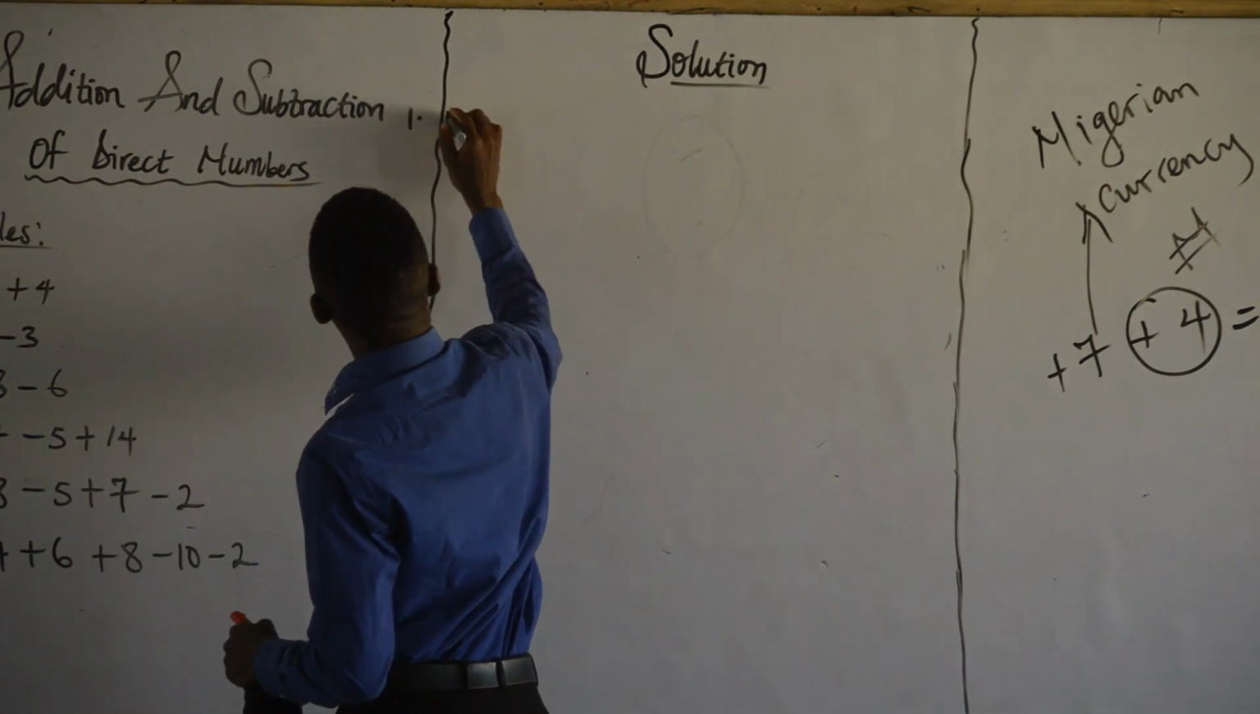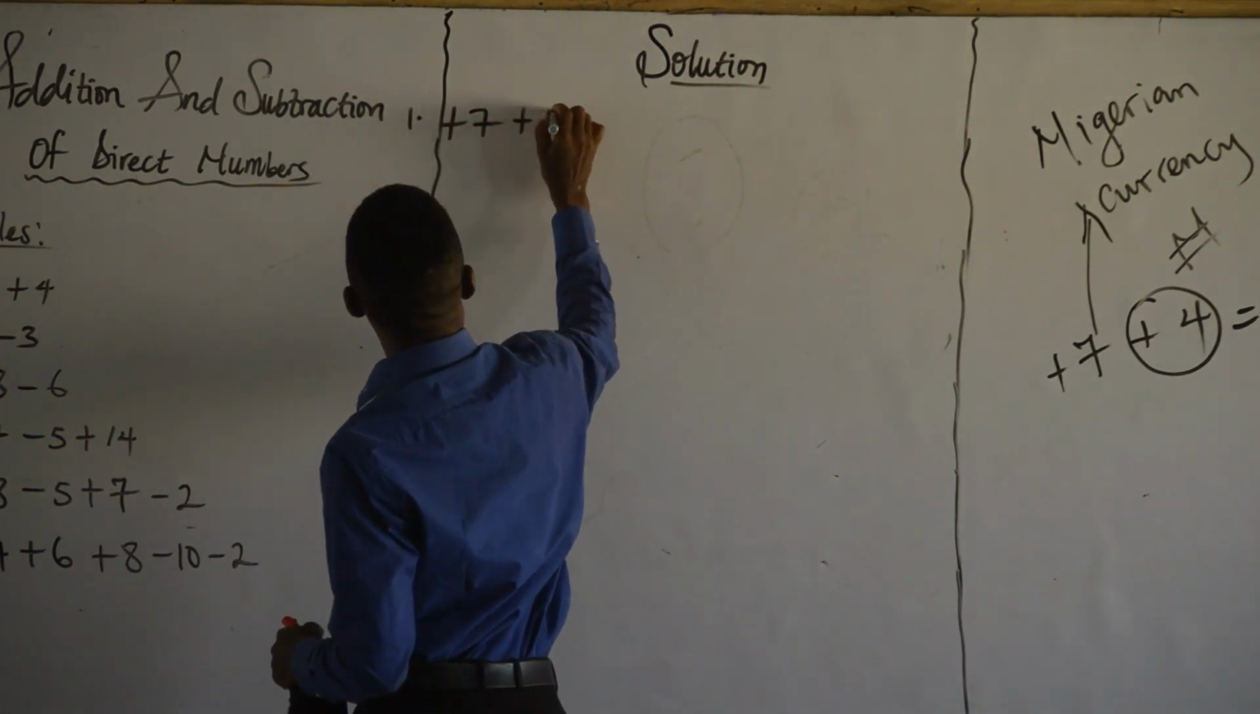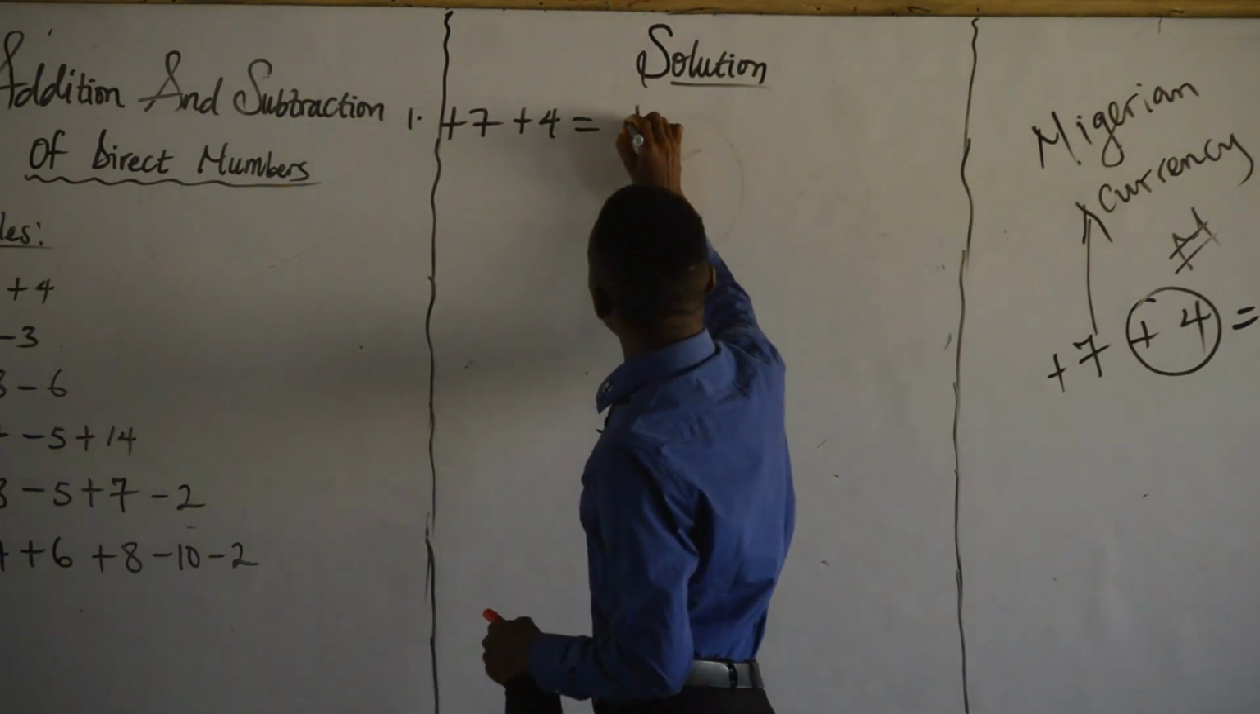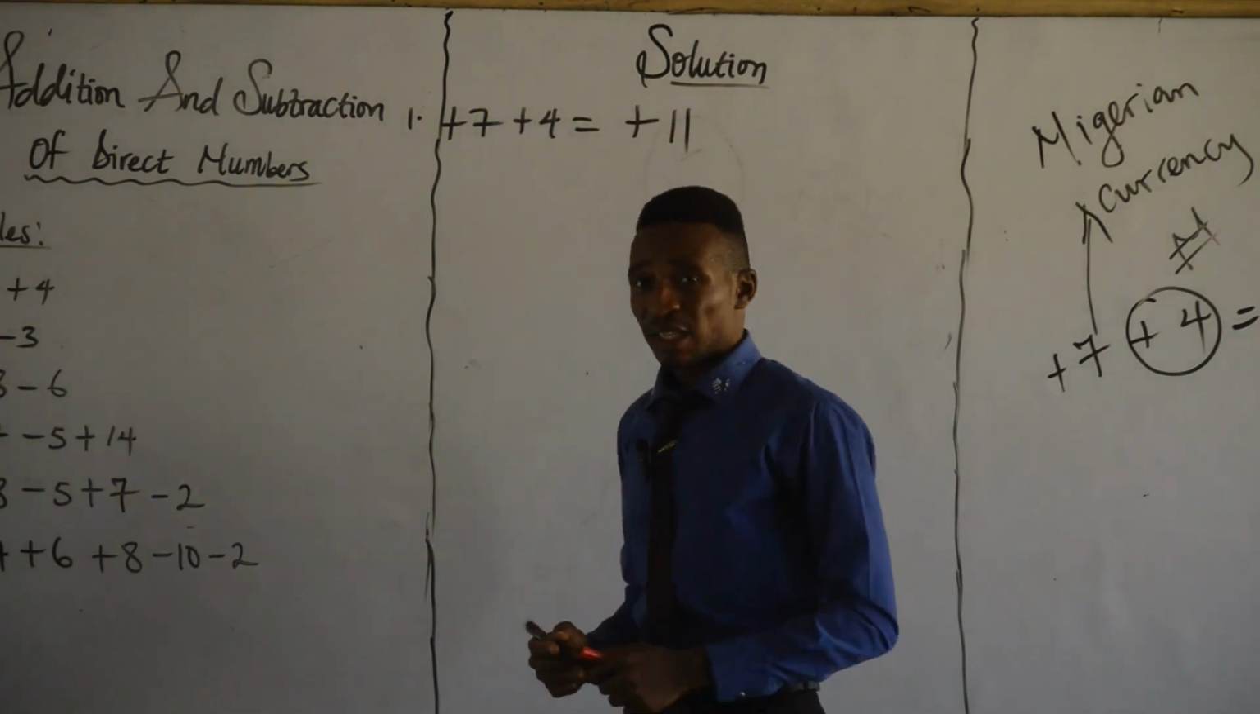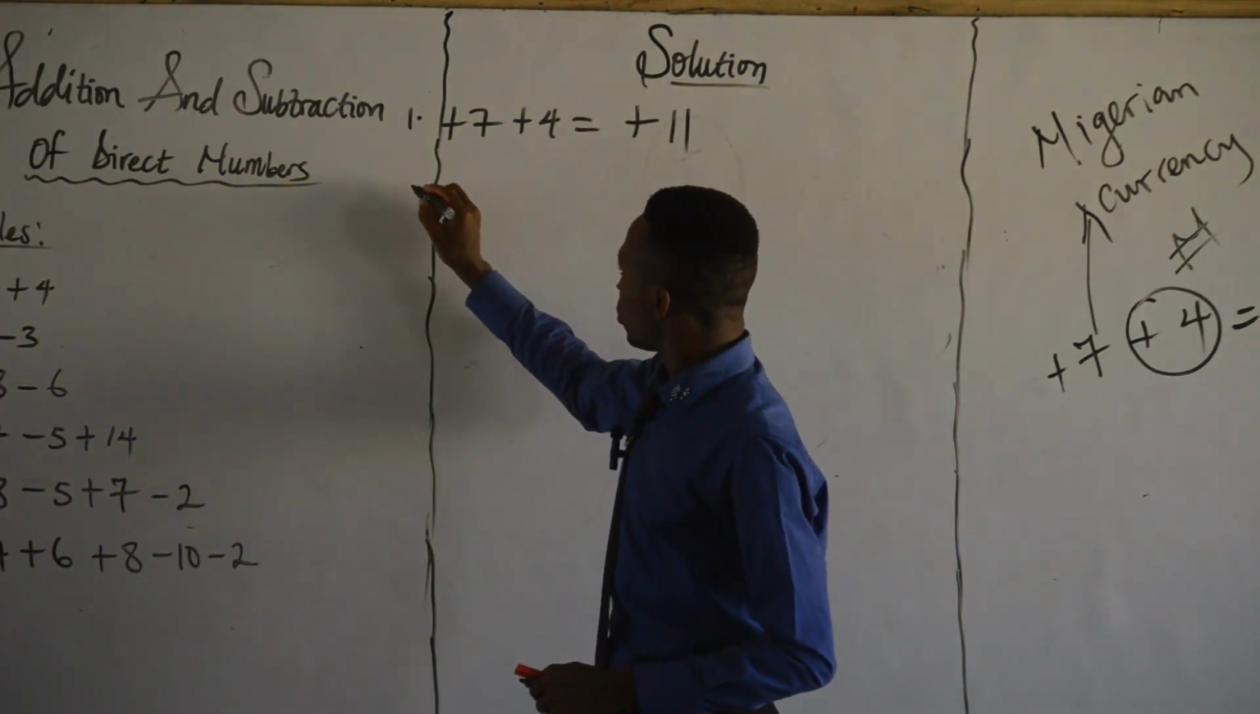So number 1 is plus 7 plus 4. I've explained this already, how we got plus 11. Now let's take the second one.